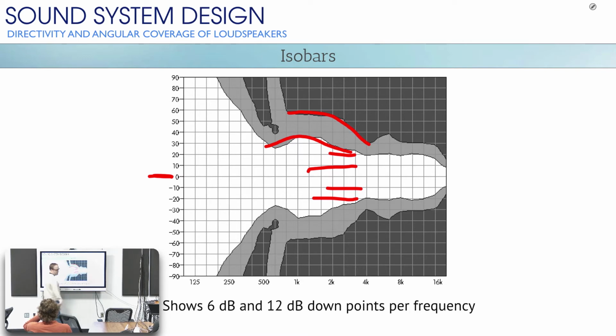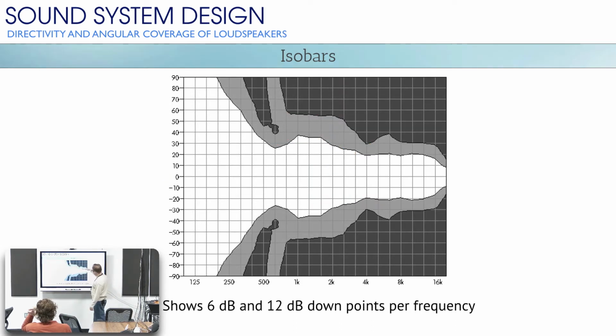It's another way of looking at that beamwidth plot. It's a very similar concept to the beamwidth plot. It's just plotting it a little bit differently. So here again, with this one, you can see that it's pretty well controlled, 4K to 10K or so. And then it opens up a little bit between 1K and 4K. And then it narrows again right there at 500 hertz.